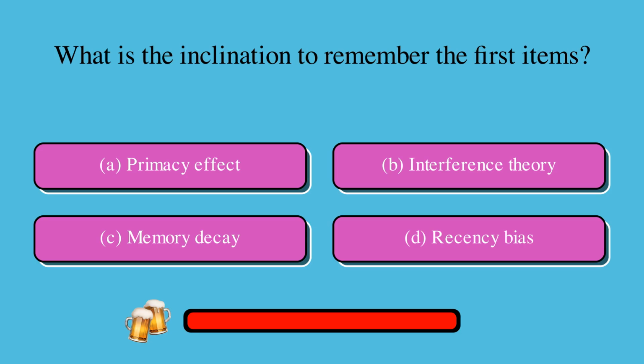What is the inclination to remember the first items? Is it A, primacy effect, B, interference theory, C, memory decay, or D, recency bias? The correct answer is A, primacy effect.